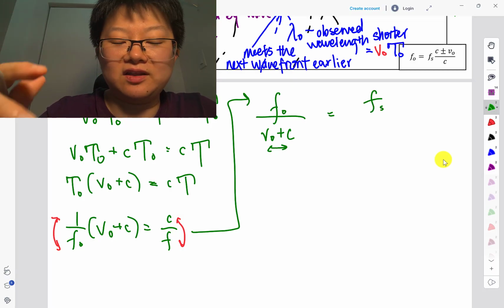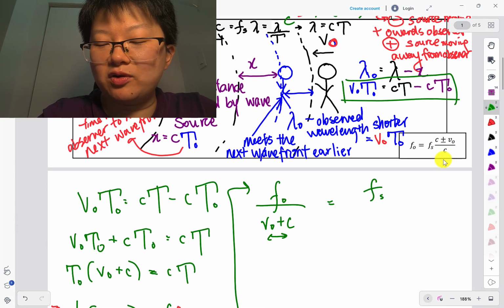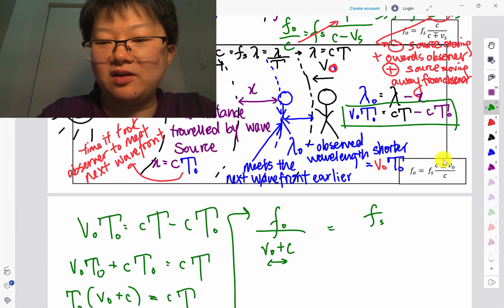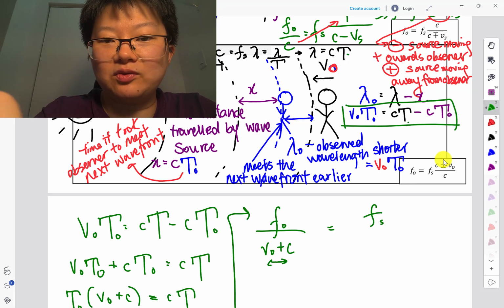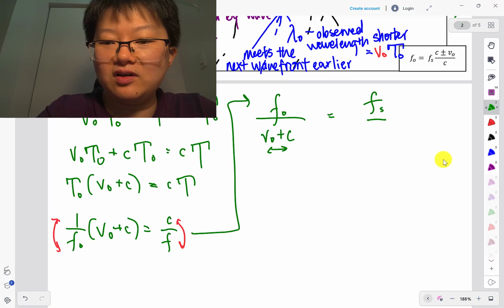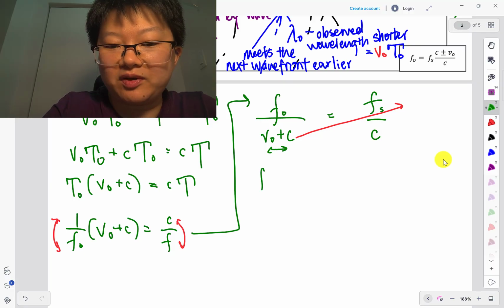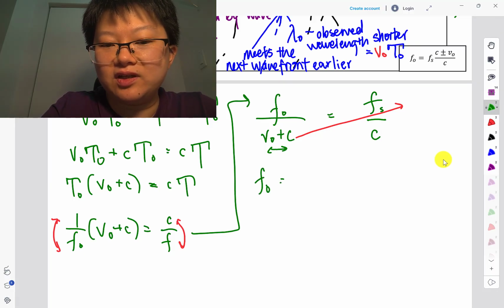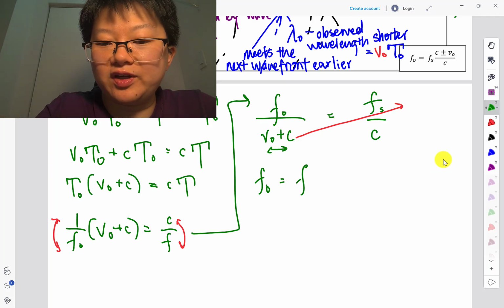This is technically the source, and I just keep forgetting to write source because originally it came from here. This is the period of the source, and it's all related to the source, okay? So this one over C, and then all we have to do next is cross multiply this guy up, which I'm going to get frequency of the source, frequency that it's observed. It's equal to the frequency of the source.